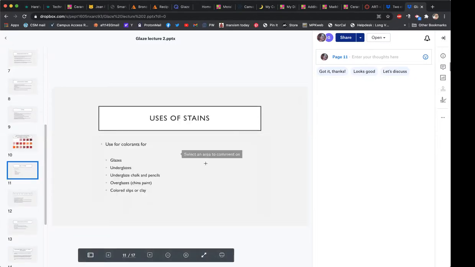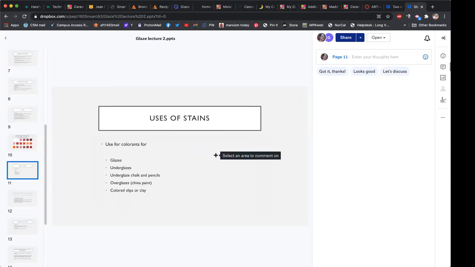Stains are what we use if you've used commercial glazes, like the ones that are just out of the bottle. Usually that's what everybody uses first. If you've got pink glaze, brown glaze, anything like that, that's got stain in it. The underglazes, like I said, that's got stain. Underglaze chalk and pencils, those are stain. Overglazes, which we haven't talked about, we don't use them much in the studio. Those are china paint, and they use stain. And people who use colored slip or clay, that's also stain.